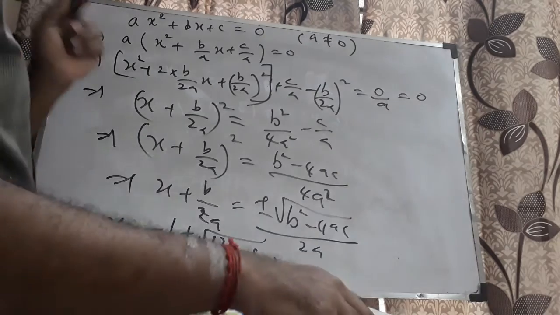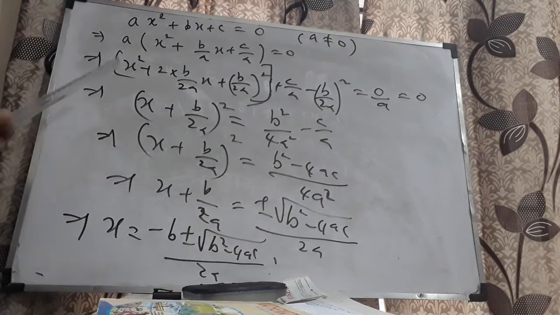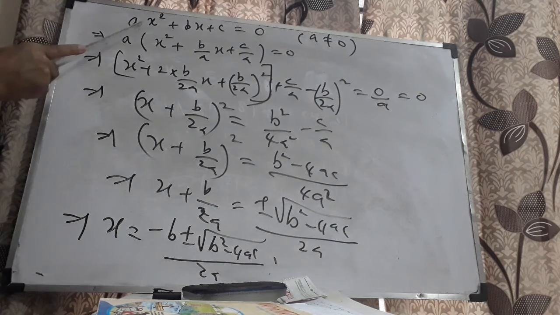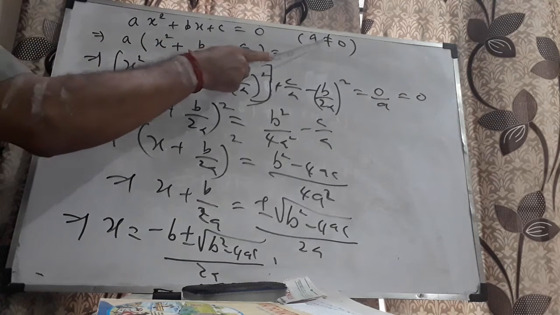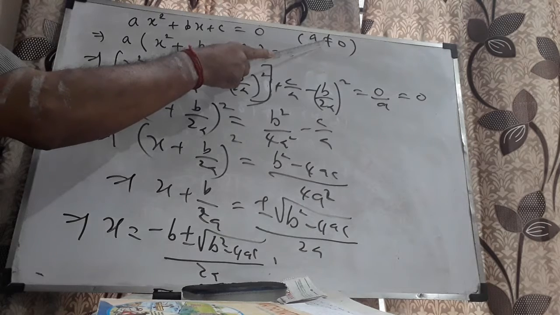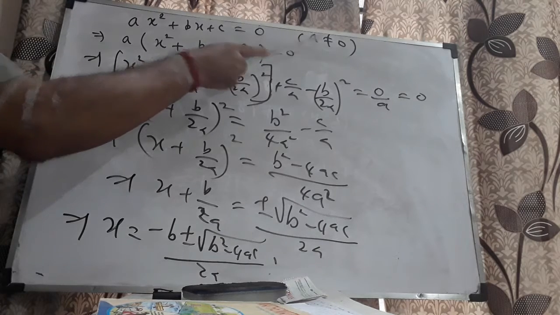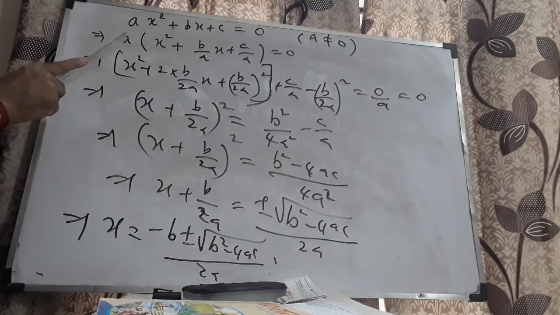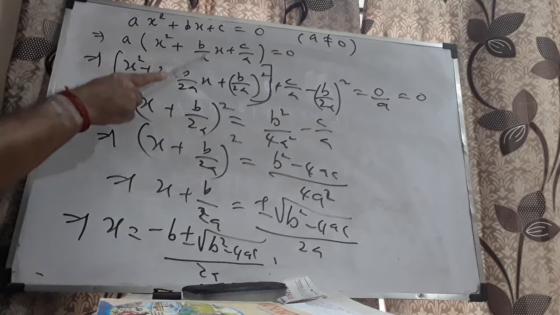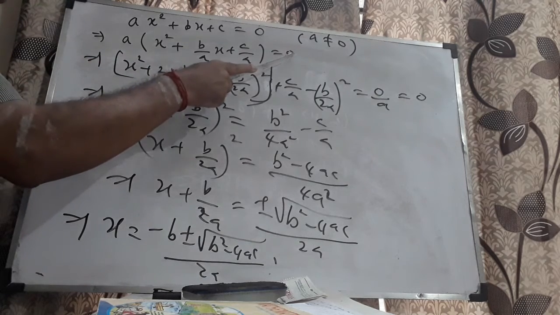I am completing the square over here. This method is called the method of completion of squares. Let me repeat. ax square plus bx plus c is equal to 0. a not equal to 0 is a must. It's a condition, it is a must. I already told you, this is the given equation. Take a as common. x square plus b by a x plus c by a is equal to 0.